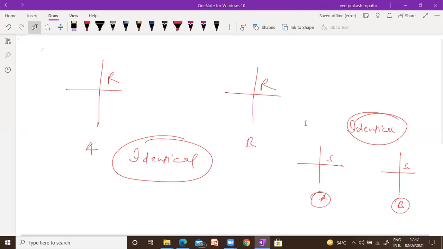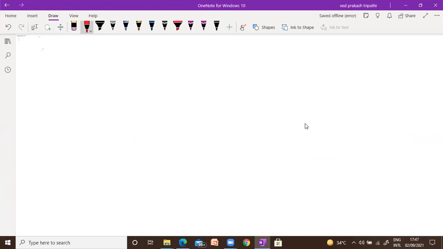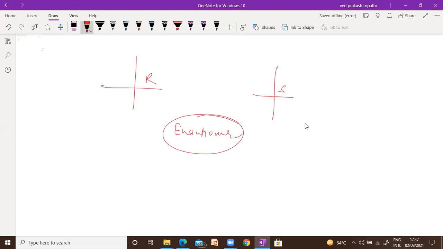In case of enantiomer, if one is R, then the other is S, that means enantiomer. Write down. Perfect.